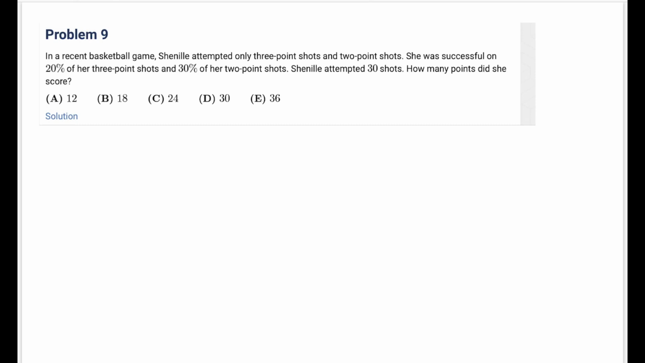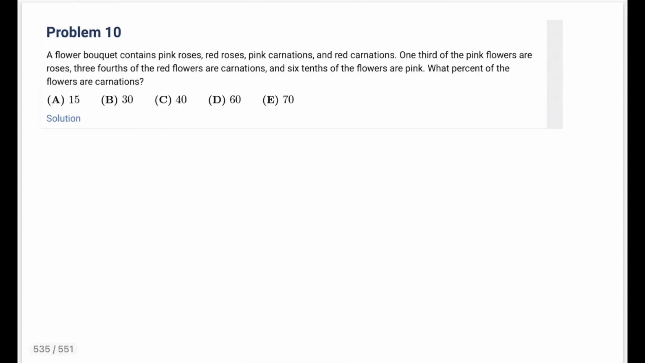Okay, so let's say that she attempted 20 3-point shots and 10 2-point shots, because that way it adds up to the 30 shots. She was successful on 20% of 3-point shots, that means she scored 12 points here. And then 30% of 2-point shots, that means she scored 6 points here. So 12 plus 6 equals 18. The answer is B.